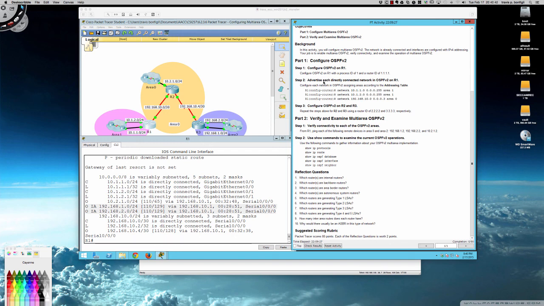Okay, so again, I hope this has cleared up any confusion that you might have had and clarified multi-area OSPF, as well as the LSA types, how to find information on those LSA types, and how to determine what your multi-area OSPF configuration looks like.